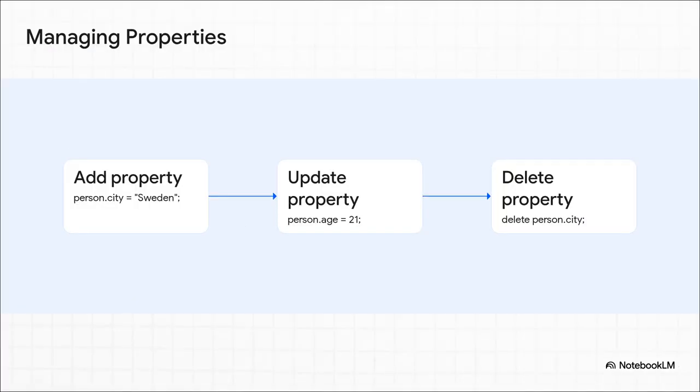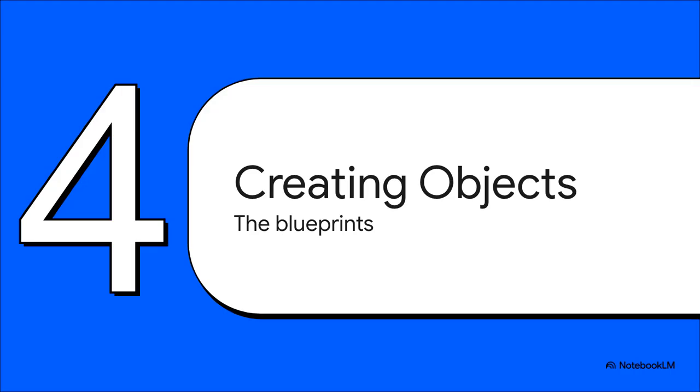And hey, remember when we said objects were dynamic? This is exactly what we meant. Managing their data is just so simple. Want to add a new piece of information like the city? Just define it. Need to update an existing value, like changing an age from 20 to 21? Just assign a new one. And if you need to remove a property completely, you just use the delete keyword. It's that flexible.